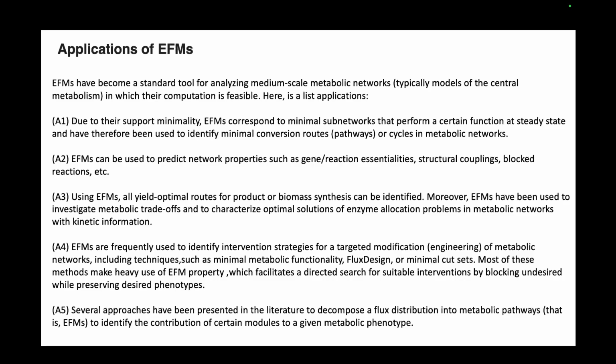Several approaches have been presented in the literature to decompose flux distribution into metabolic pathways to identify the contribution of certain modules to a given metabolic phenotype.